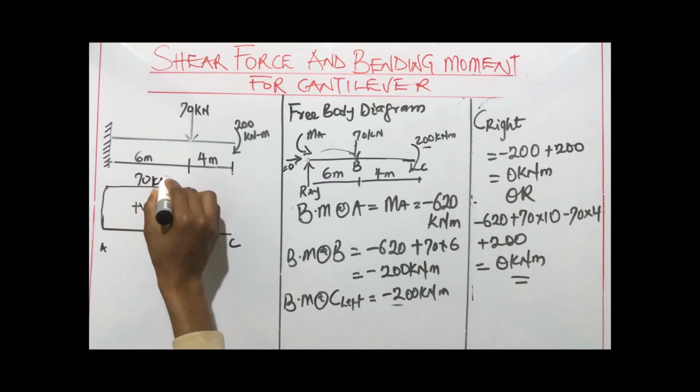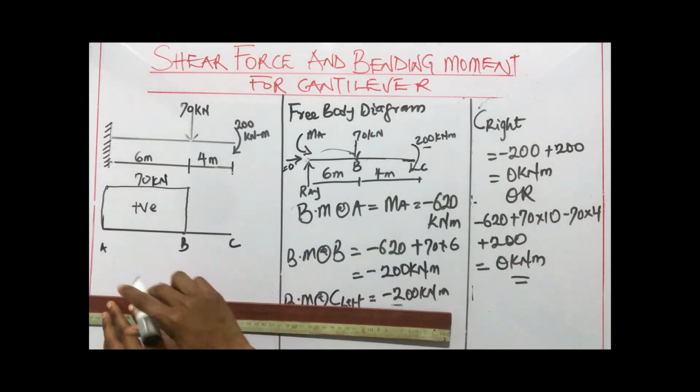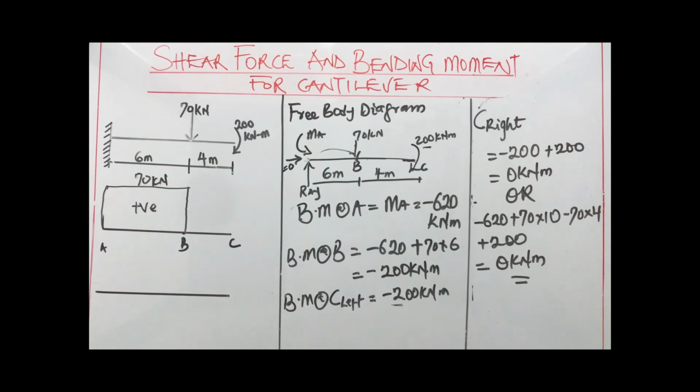We move on to the bending moment diagram. For the bending moment diagram, at point A we have 620, which is a negative moment. So we'll have something like this, and we're going to mark 620 here. The next is at B, which is minus 200. The next is at C, which is the same, minus 200. When you look at B to C, we notice that we have a zero slope there because it's the same value, so it's just going to be a straight line.